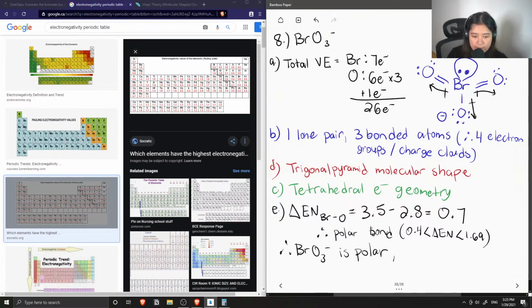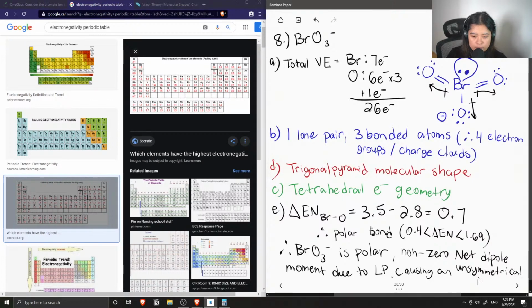Since we have a non-zero net dipole moment due to the lone pair that causes an unsymmetrical molecule. Or I'll just say unsymmetrical ion.